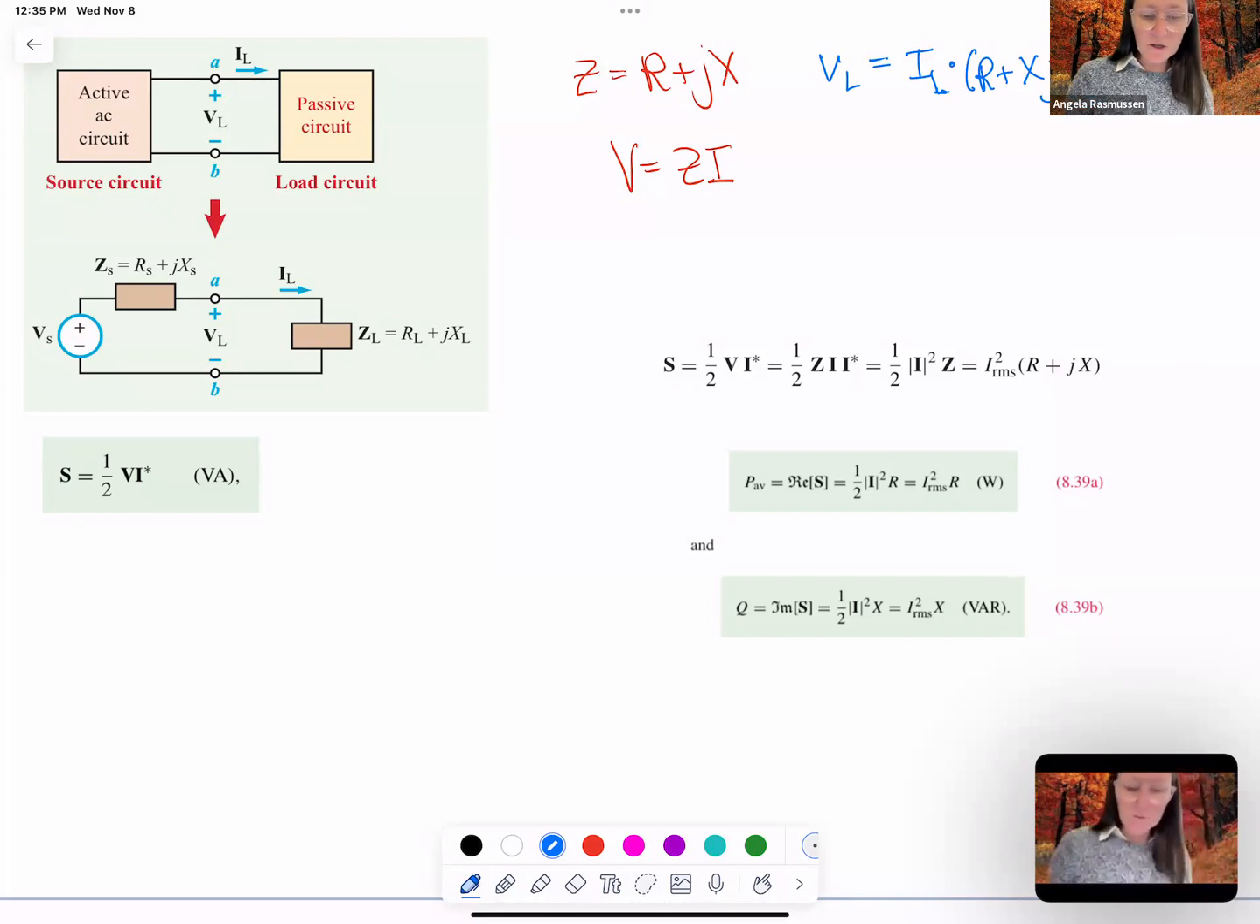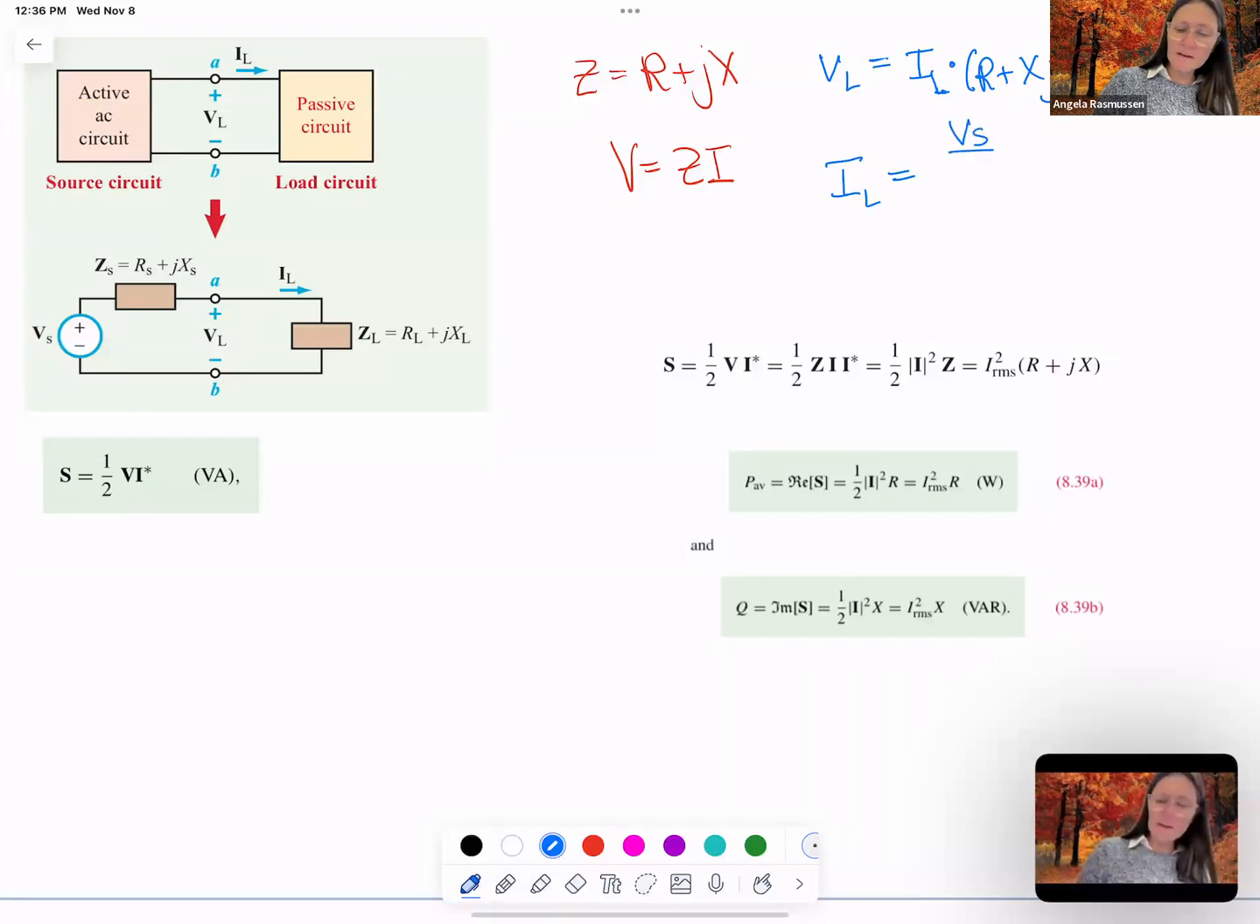And the voltage is going to be I times Z. And then IL in this case is just VS over the addition of both of those terms. So RS plus XSJ. I'm just going to write X. Well, I guess I can denote it as, and then RL plus XLJ.